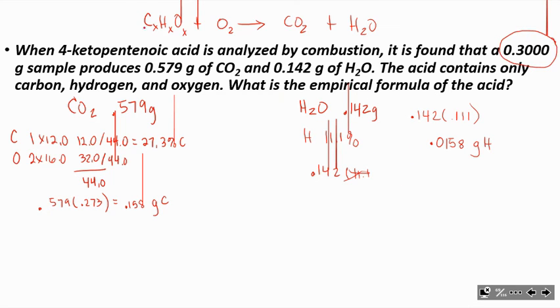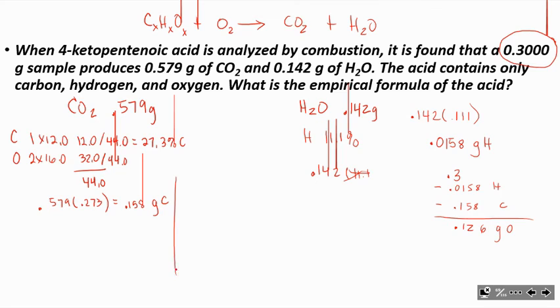Now, we know that we started out with this as our total amount. So if we know the amount of carbon in it and we know the amount of hydrogen, all we have to do is subtract to get the amount of oxygen. So if I take 0.3 minus my 0.0158 for my hydrogen minus my 0.158 for my carbon, that's going to leave me with 0.126 grams of oxygen.